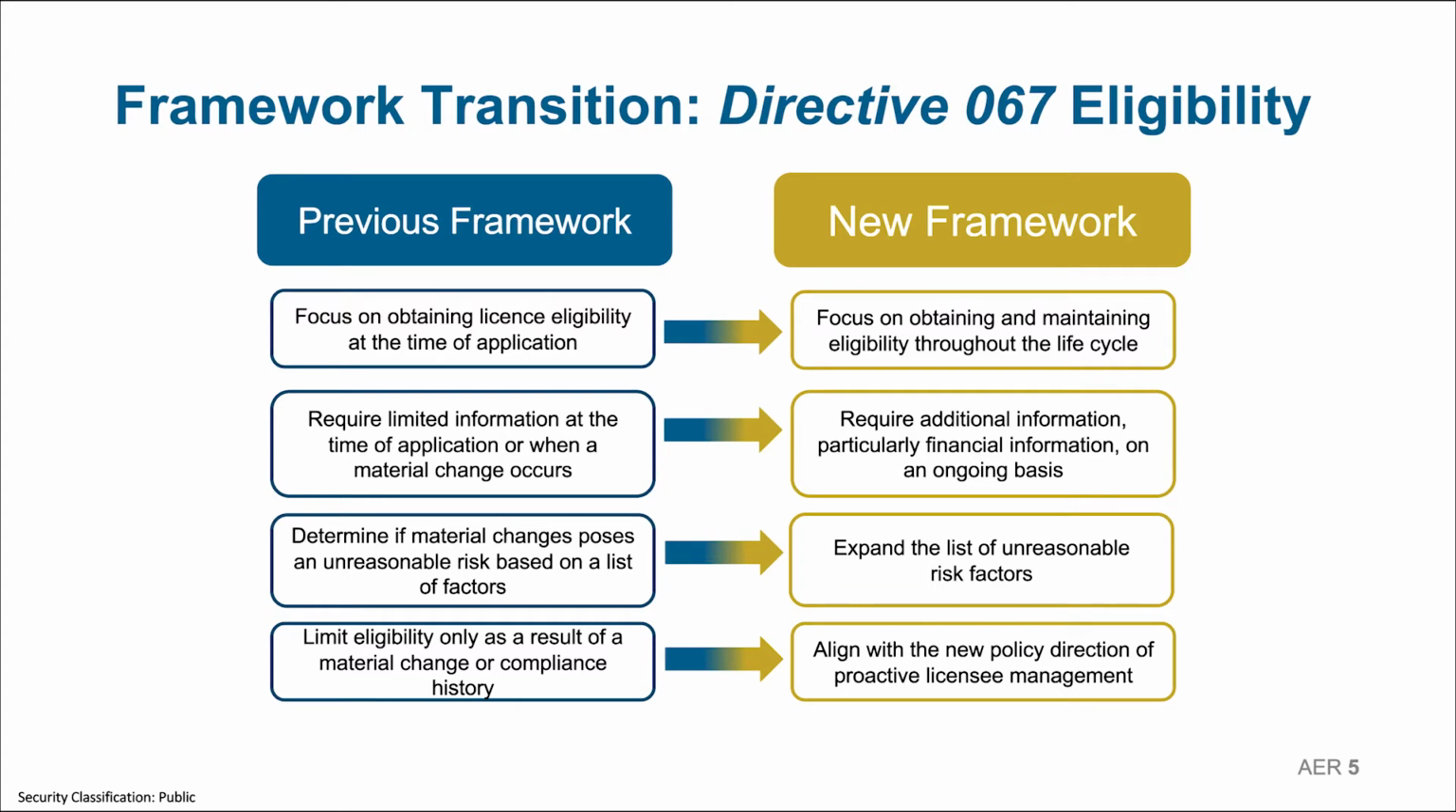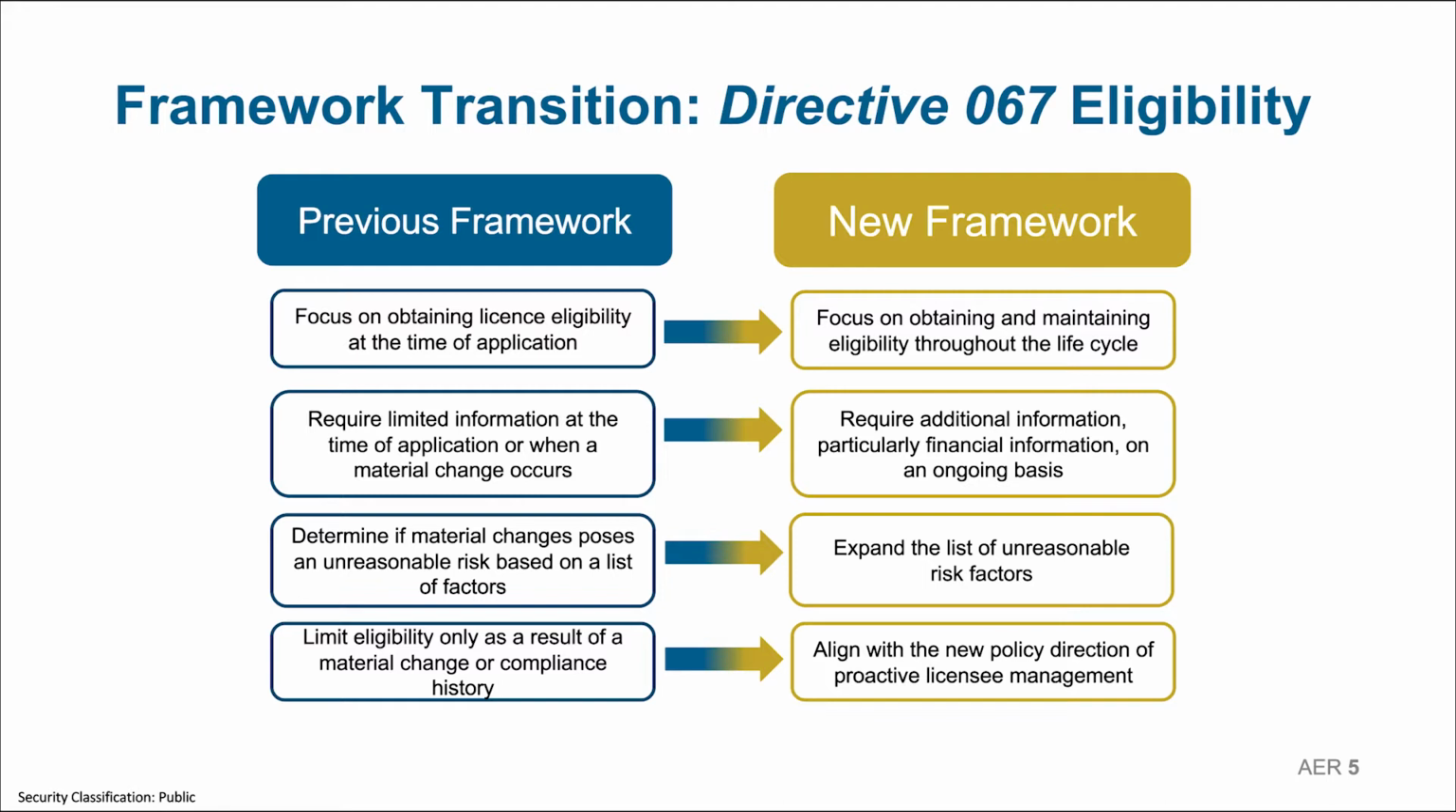Before diving into the transfer process, it is prudent to revisit the licensee eligibility requirements as outlined in Directive 67, which were updated in April of 2021. Acquiring and holding licenses in Alberta is a privilege, not a right. Directive 67 sets out the AER's specific requirements for obtaining and maintaining eligibility to hold energy licenses and approvals, and increases the focus on maintaining eligibility throughout the energy development lifecycle.